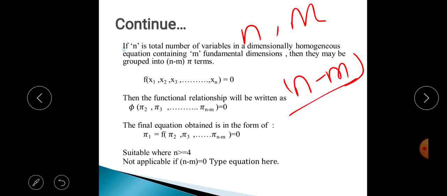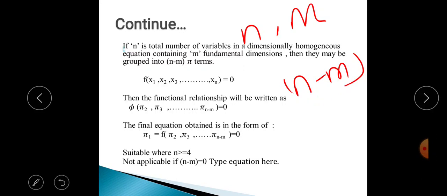Now, what is the advantage of using this method? The advantage of this theorem is that one can predict the number of dimensionless groups to be expected. In Rayleigh's method, we were not able to predict how many dimensionless groups we would be getting after solving the problem with the help of Rayleigh's method. But here we can predict at the beginning, because we always get n minus m number of pi terms, or you can say dimensionless groups, so we can easily predict.